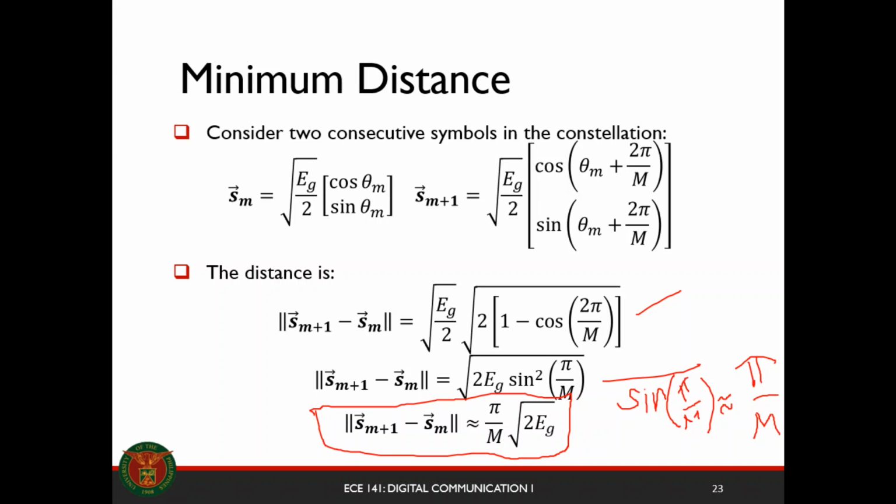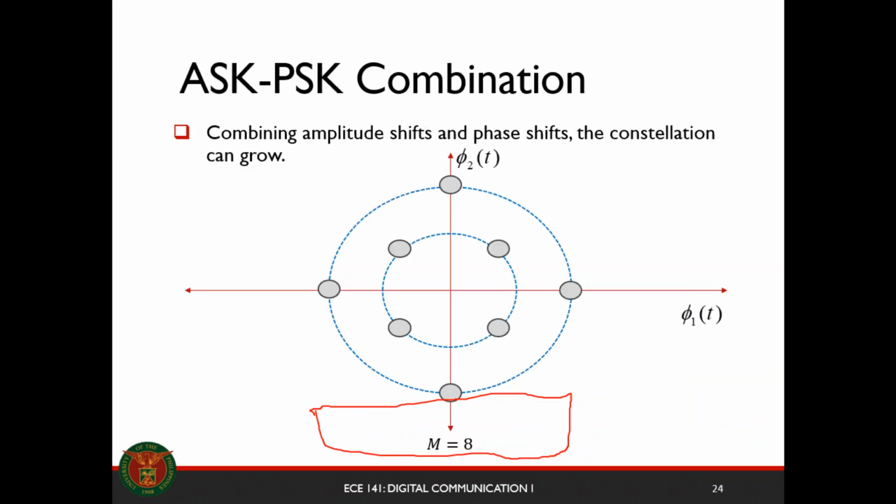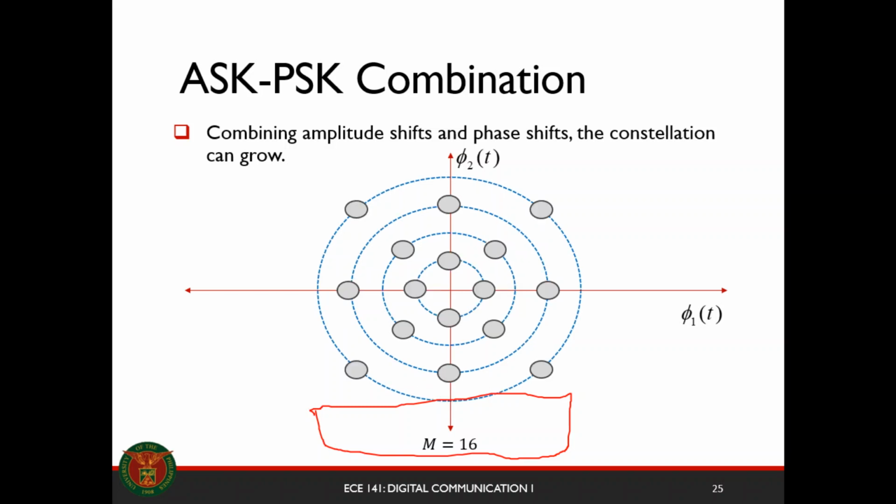Now you have your ASK and your PSK. We can actually combine them to form a greater number of constellations. Here we have a constellation with 8 elements, 2 different amplitudes, and 4 different phases. Here we have a constellation of 16 elements, with 4 different amplitudes and 4 different phases. This is an example of combining ASK and PSK.